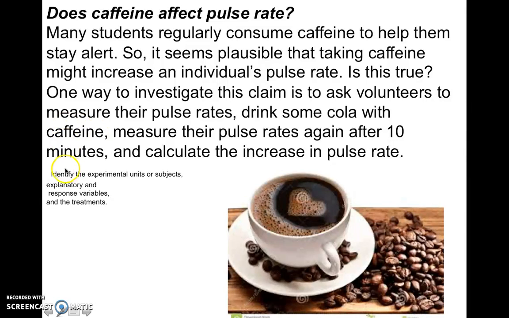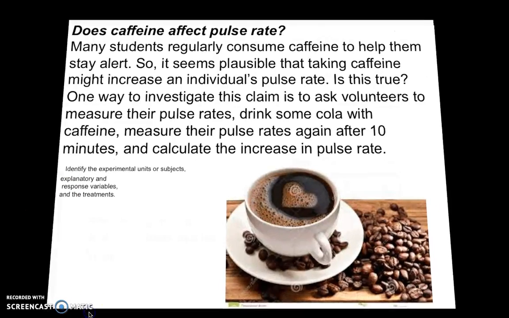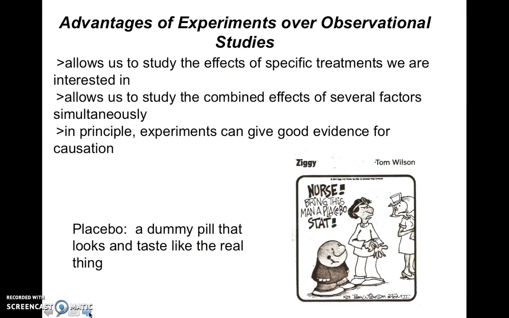So I want you to, once again, identify the experimental units or subjects. What are the explanatory and the response variables, and what are the treatments? And again, you're just going to write your answers down on your note sheet, and I will give you some feedback when you turn that in. Okay, moving along.